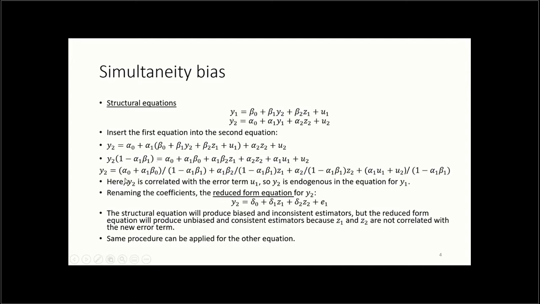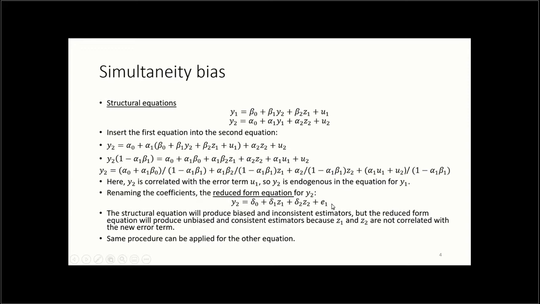So now if we have this long equation, we can rename the coefficients and obtain the reduced form equation for y2 because this is all a new intercept. This is all a coefficient on z1. This is all a coefficient on z2, and that's the new error term. And so that's what we are finding here.